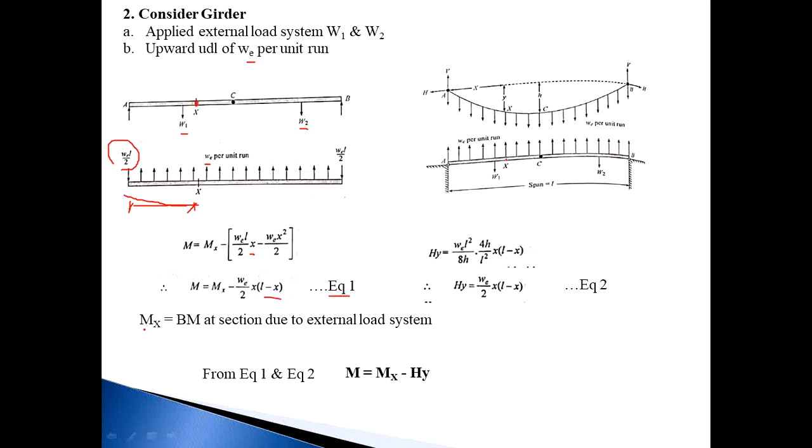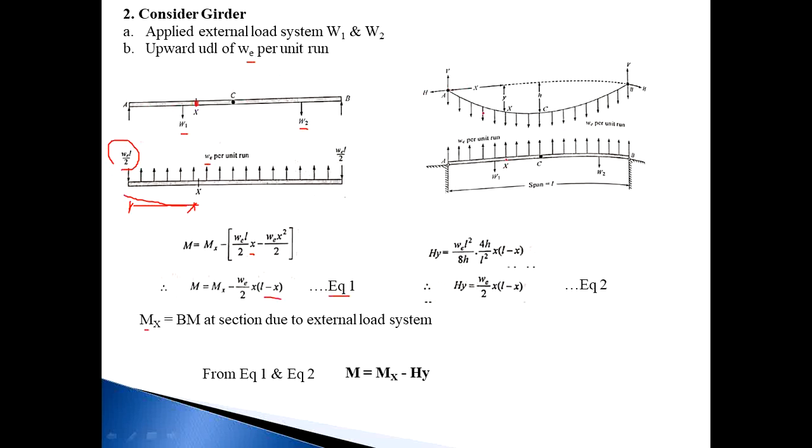Once again I repeat, Mx is the bending moment at the section due to external load, meaning W1 and W2, or due to the external applied force. So this is for the girder. Then next we consider the cable.